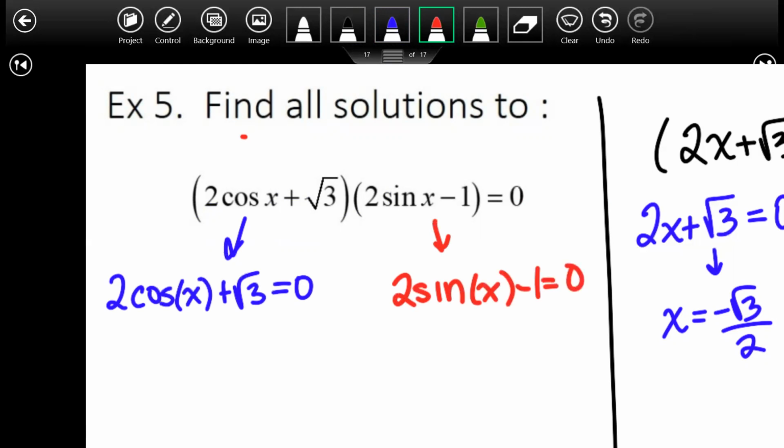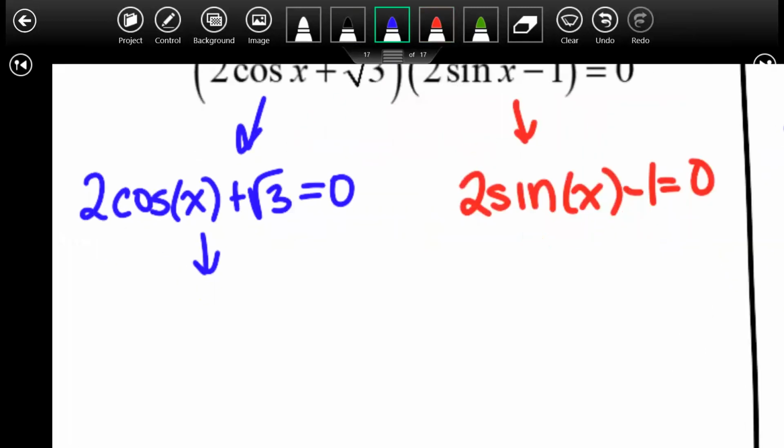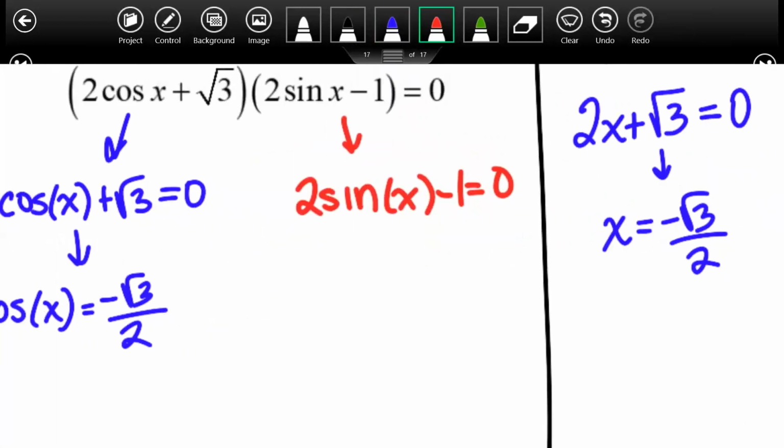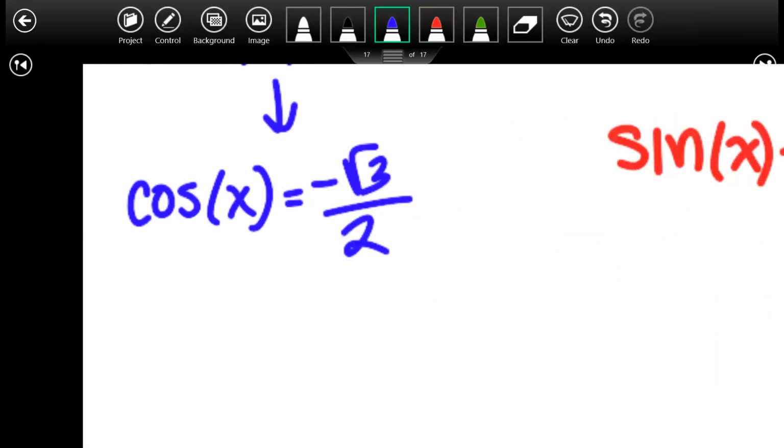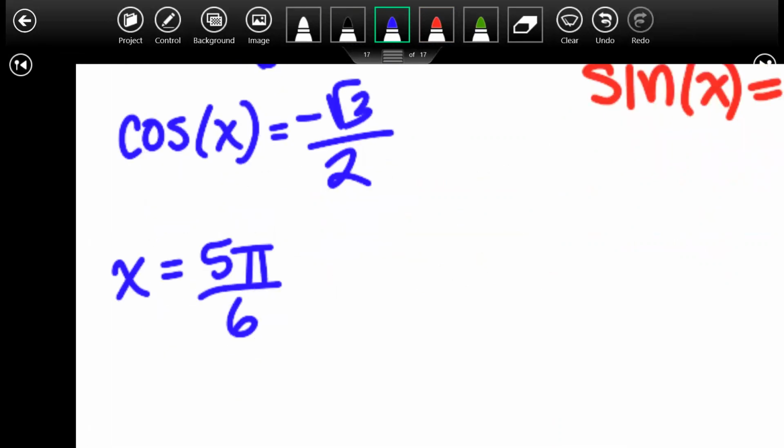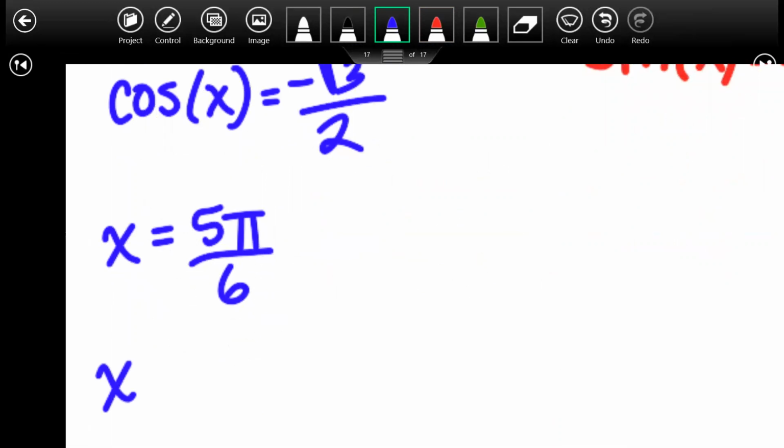If we solve out the left-hand side, it's very similar to the right side equation. We're going to get cosine of x is equal to negative rad 3 over 2, and sine of x is 1/2. Multiple solutions for our case in this part. Can you tell me the values for when cosine is negative rad 3 over 2? 5 pi over 6 is definitely one of them. Is there another one up there? 7 pi over 6.